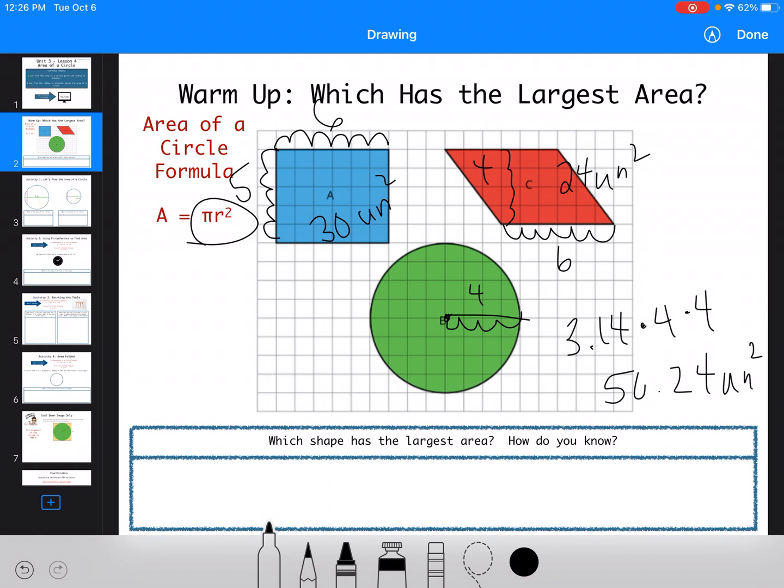So which one has the largest area? The circle has the largest area. I found the areas above.